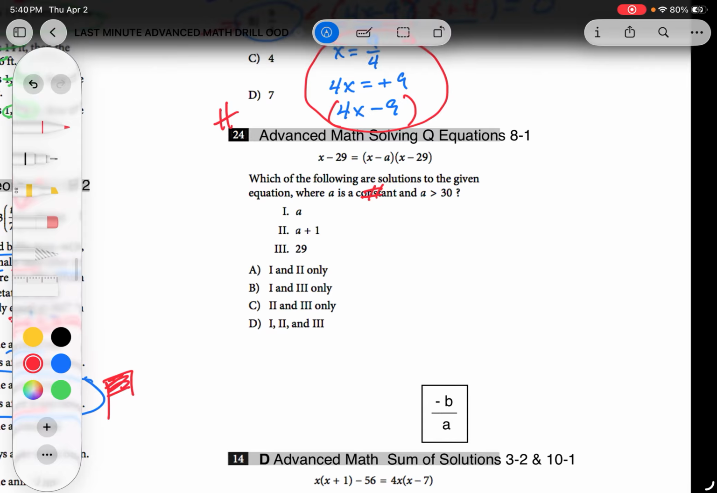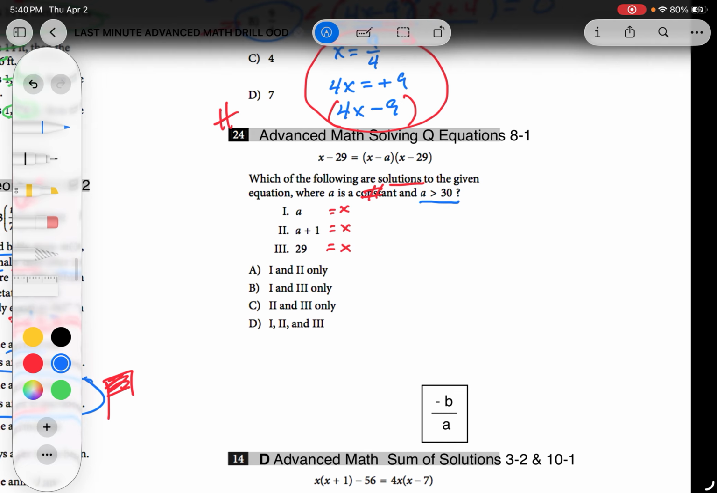All right, I'm going to go step by step because it can be a little confusing. Now, notice it says, which of the following are solutions? So they're telling you that each of these is an x solution. That's why it's question 24. They're implying that each of those is equal to x. X equals a plus 1, or x equals 29. But then they mess around with you by telling you that a must be greater than 30. So it could be 31, 32, whatever.